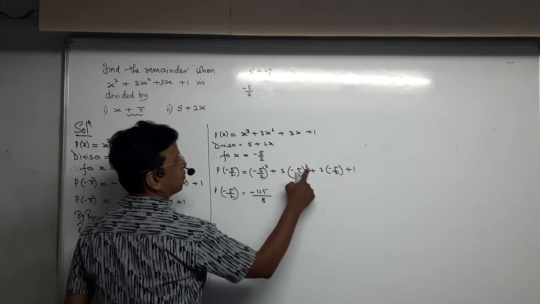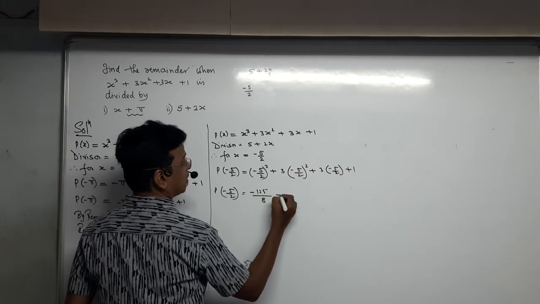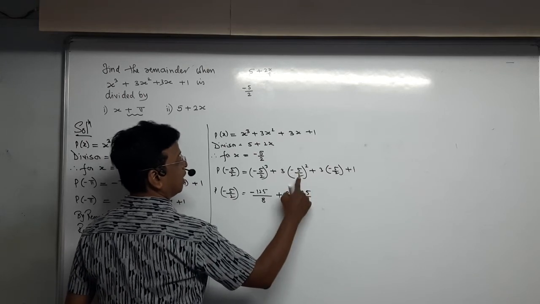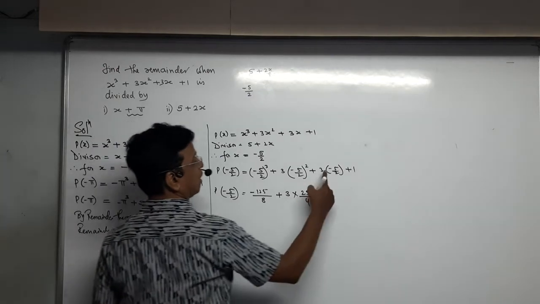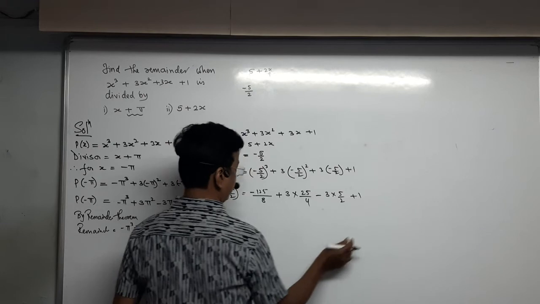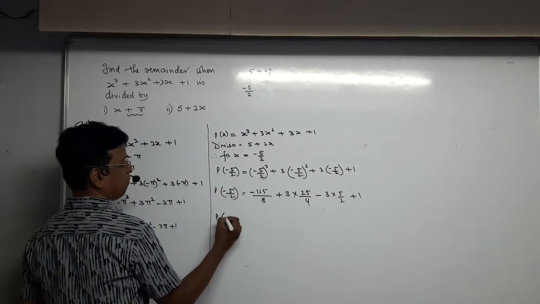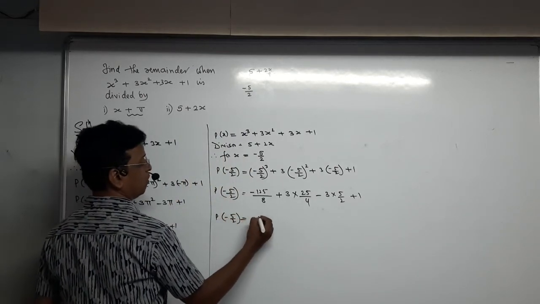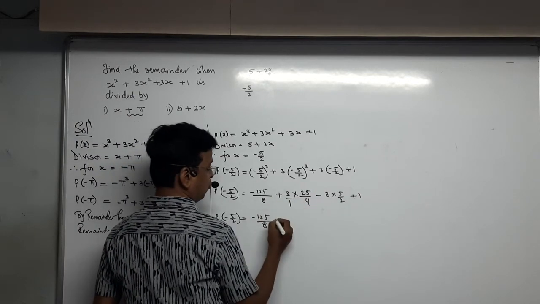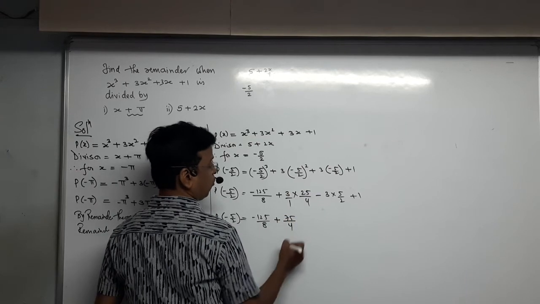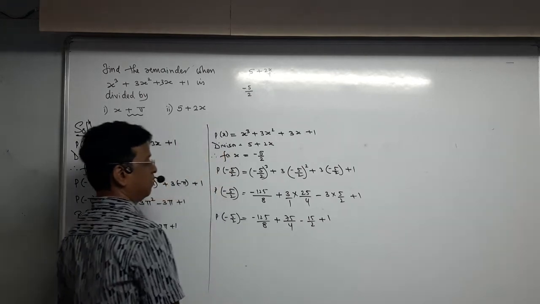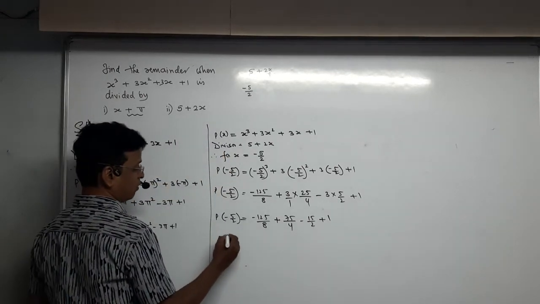Now this is going to be plus because it's square. Plus, plus, plus. 3 into 5 square will be 25 and 2 square will be 4. Now this will be minus 3 into 5/2 plus 1. Now this will be P of -5/2 is equal to minus 125/8, plus 75/4. This will multiply numerator to numerator. Minus 15/2 plus 1. Now again the same thing I will have to do.